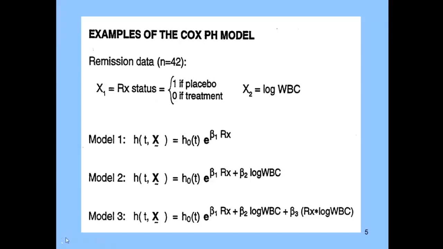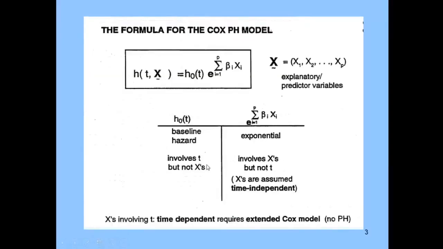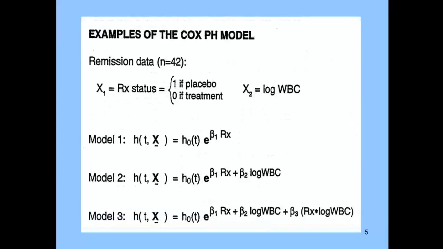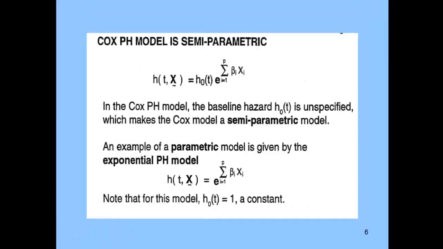So that's what these models look like, and as you can see, these 3 models are in the general form that we've written over here: a baseline hazard times an exponential part. There's the baseline hazard on the left side of each of these models, and there's the exponential part. The exponential part has 1 variable here, 2 variables here, and 3 variables here. So that's what a Cox model looks like. Big deal. It's really not that complicated.